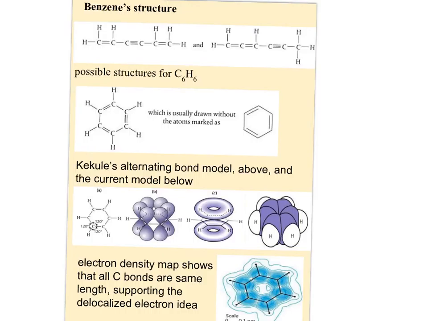And electron density maps have shown that carbon bonds are all the same length, and they seem to have equal density around each carbon atom. So that gives great support to this idea that it's actually 6 delocalized electrons being shared equally among the 6 carbon atoms versus a resonating or alternating double and single bond.